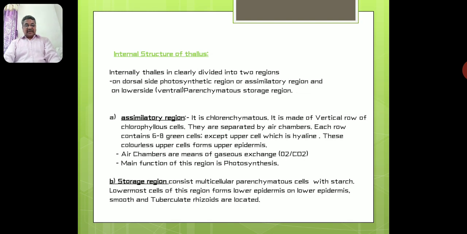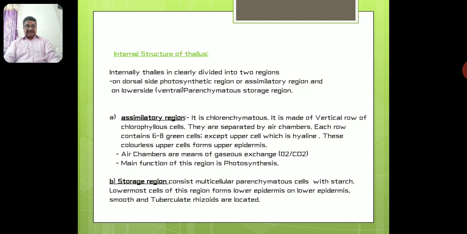It is made up of vertical rows of chlorophyllous cells, and each row is separated from the others by air chambers. Each vertical row contains about 6 to 8 green cells, and the topmost cell of that row is colorless or hyaline. These colorless upper cells form the upper epidermis.